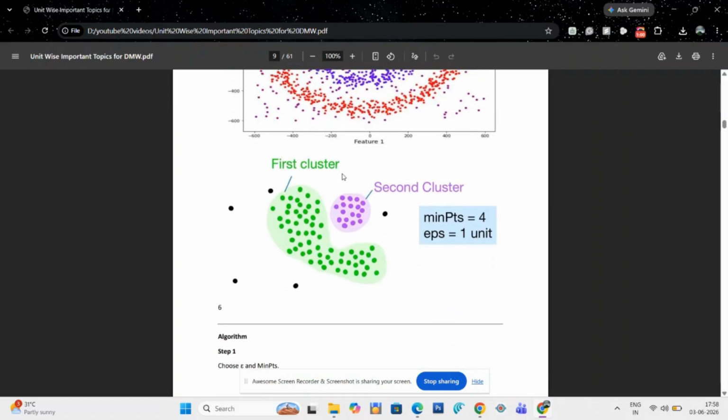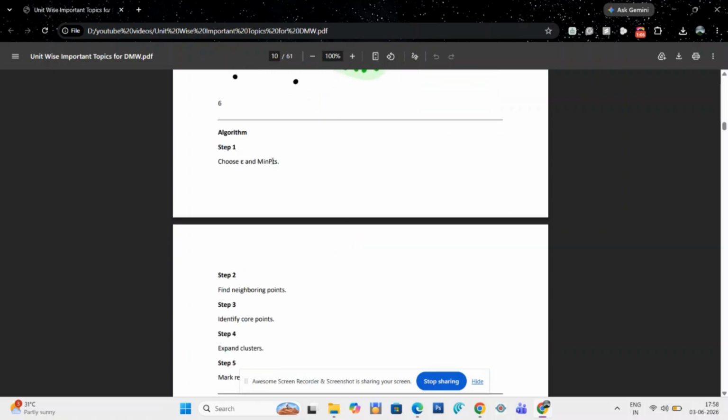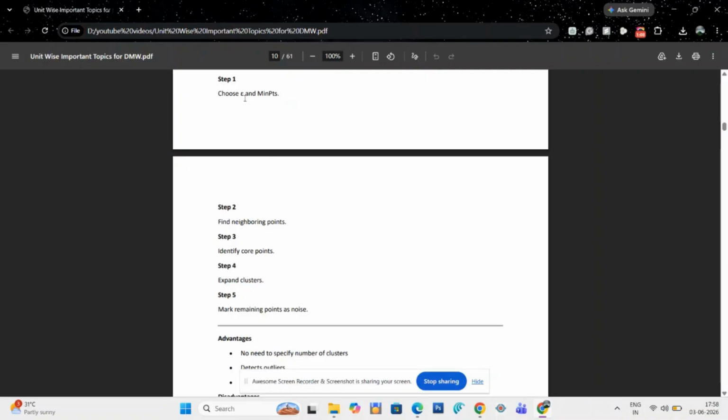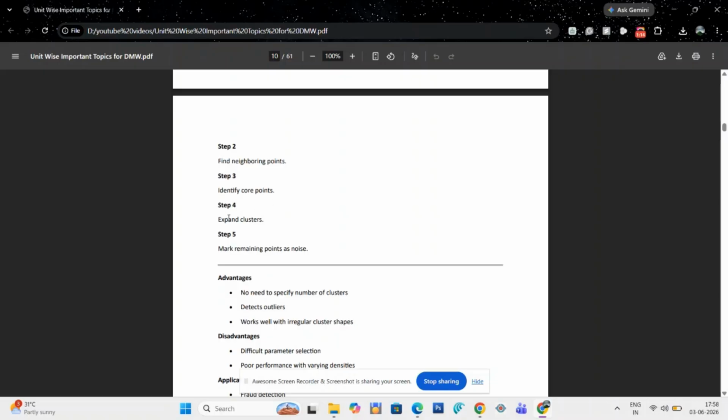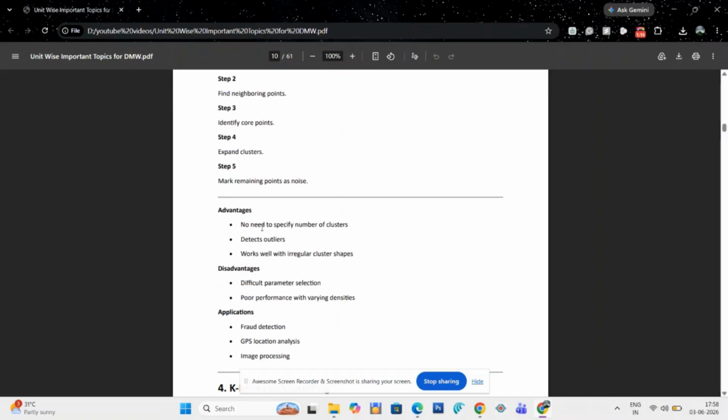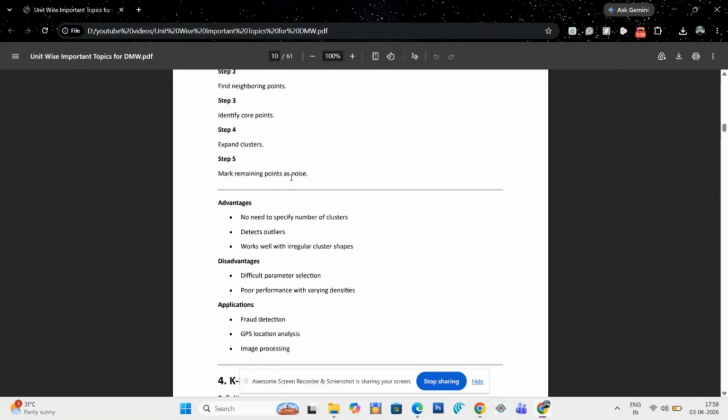First cluster, second cluster; the minimum points is 4 and epsilon is equal to 1 unit. Then the algorithm: Step 1, choose epsilon and minimum points. Step 2, find neighboring points. Step 3, identify core points. Step 4, expand clusters, and Step 5, mark remaining points as noise.